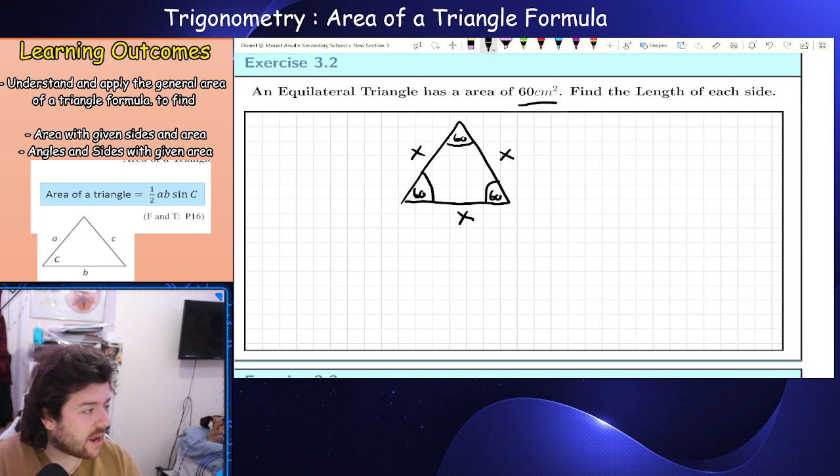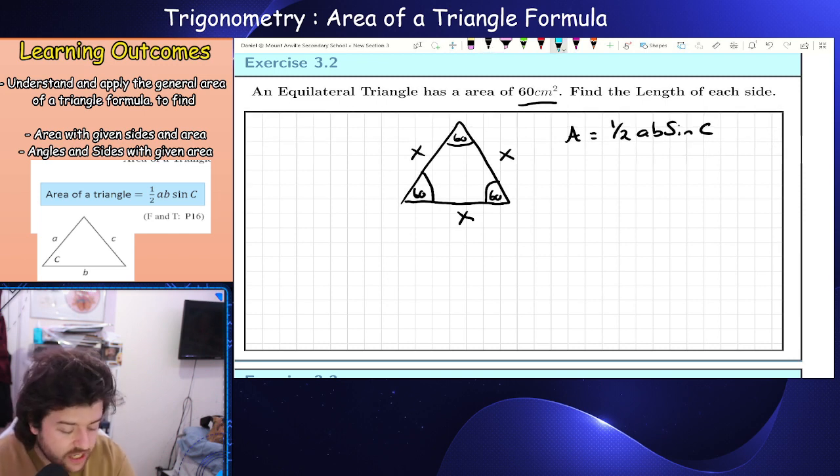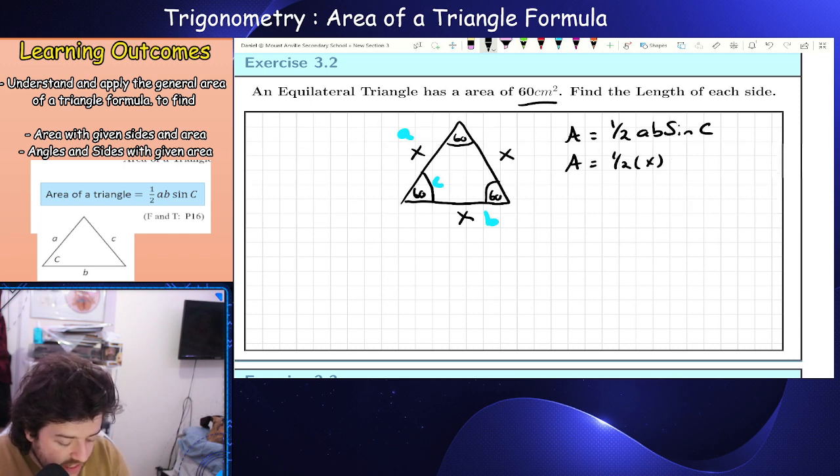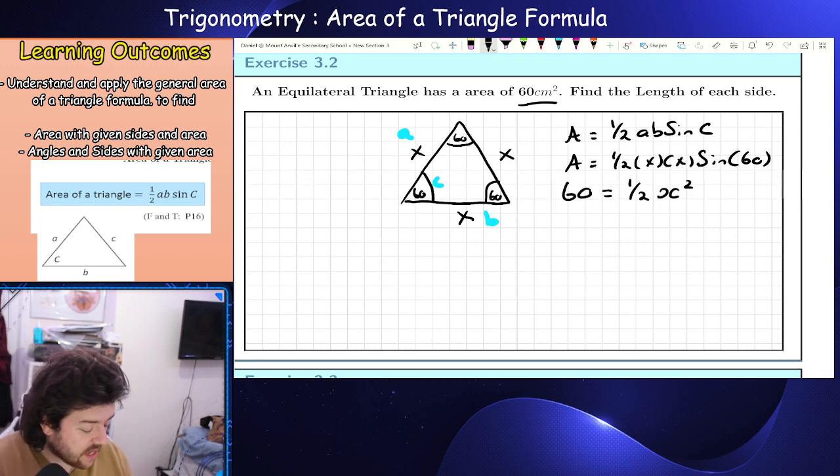So now I think I have enough information to solve for x. Because I have the area here is equal to 60. So the area, remember, a half AB sine C. So let's just pick two sides and the angle between them. I'm going to pick this one, A, B, and then this is my angle C. So area is equal to a half times x sine 60. Well, my area is equal to 60. So I have a half times x is x squared. And then sine 60 is going to give me something crazy, times root 3 over 2.